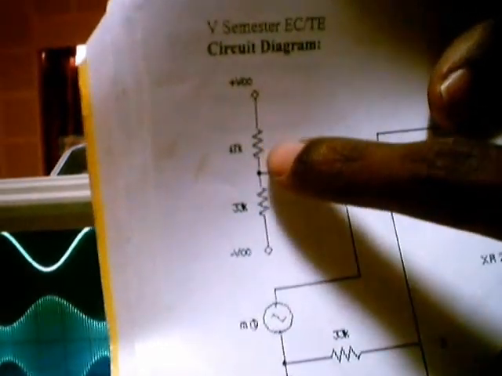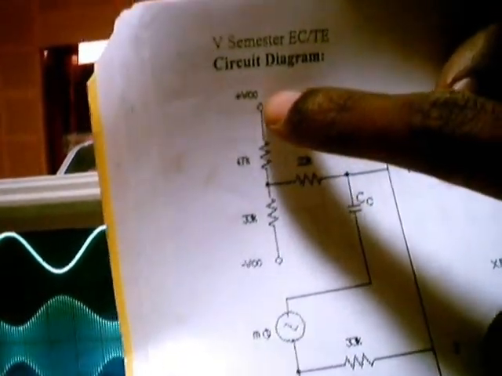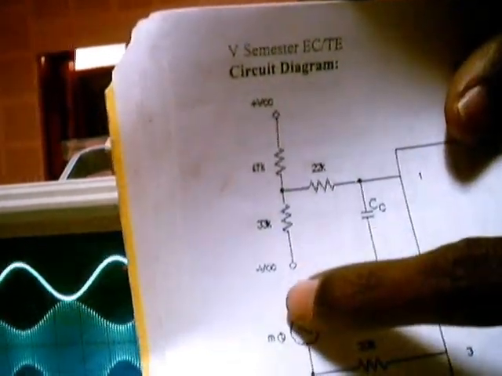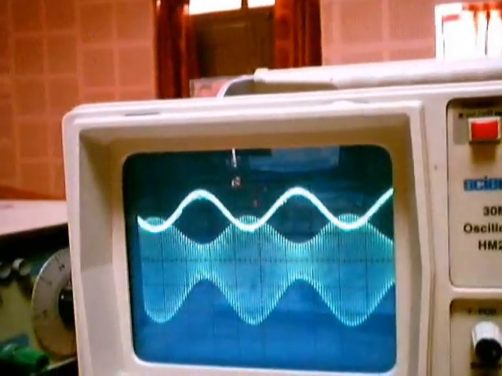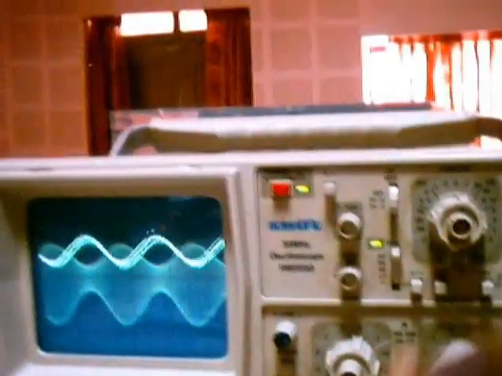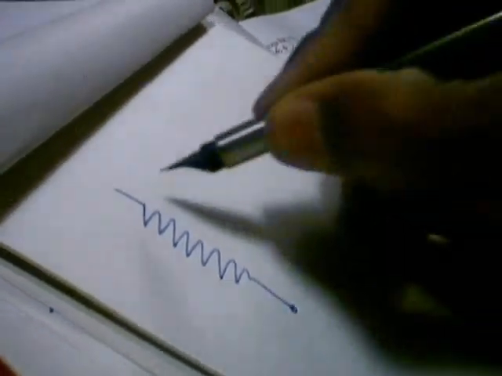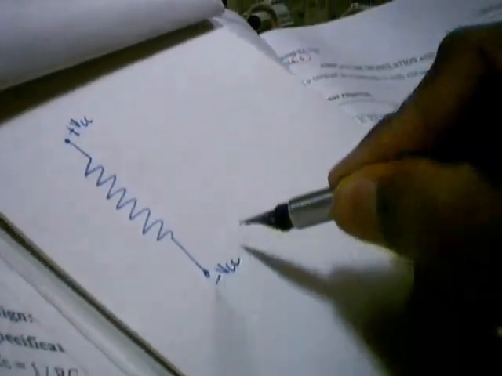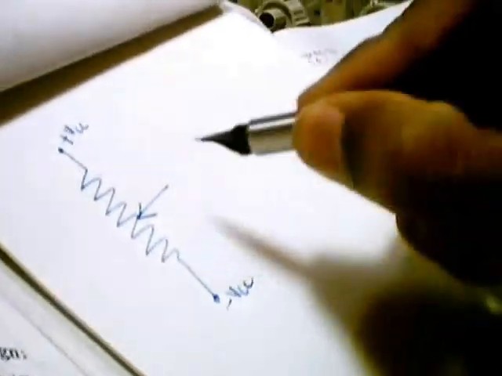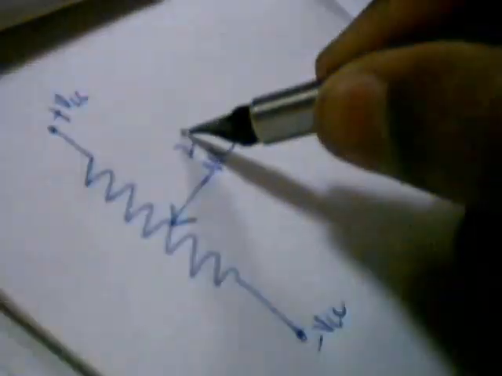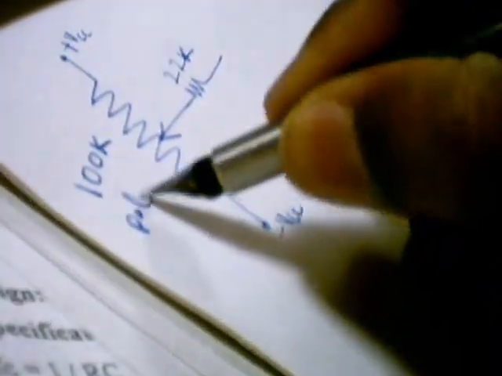In such a case, you can use a pot of 100K. You can connect one end of the pot to plus VCC, the other end to minus VCC. You can connect the center tap to the 22K resistor. So you can exactly do this type of connection. You can have a 100K pot. Let one end go to VCC, the other go to minus VCC, and the center tap will go to the 22K resistor.